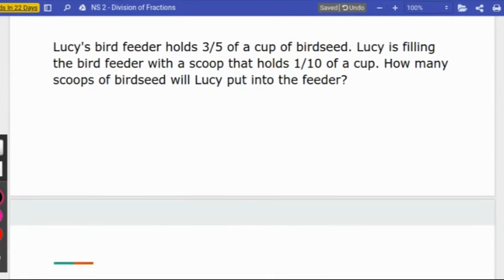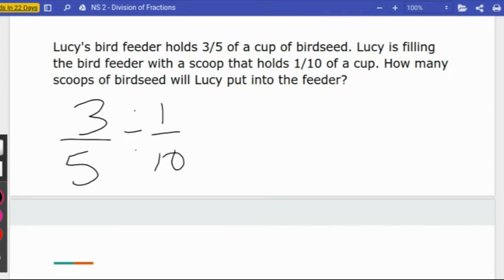Lucy's bird feeder holds 3/5 of a cup of bird seed. Lucy is filling the bird feeder with a scoop that holds 1/10 of a cup. How many scoops of bird seed will Lucy put into the feeder? So we know the total amount that it can hold is 3/5 of a cup, and we're going to divide that into groups of 1/10 because she's scooping out 1/10 at a time.